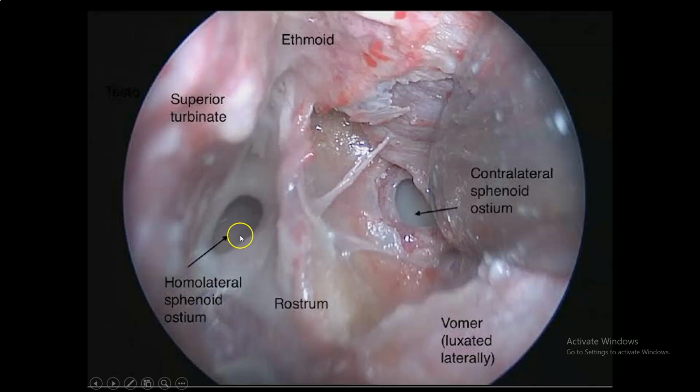Sometimes you can open the sinus from the sphenoid ostium if you found it, but you have to go down to remove all the sphenoid face to be able to see all the structures inside the sphenoid sinus very clearly. And this is the superior turbinate, and as we said, the ostium is medial and posterior to the superior turbinate, and anteriorly there is the ethmoid.